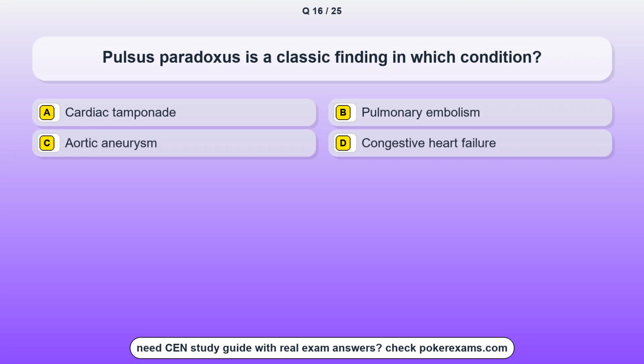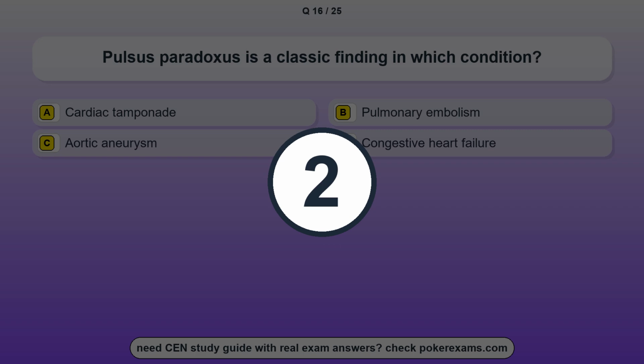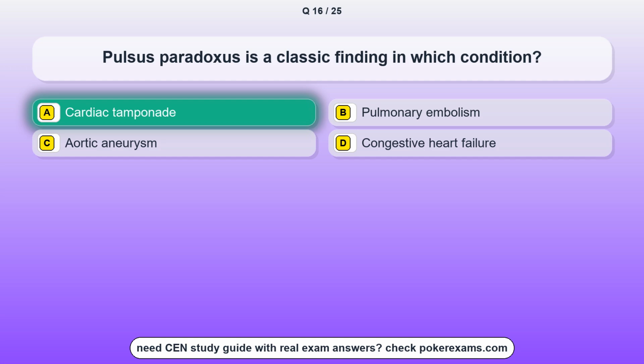Question 16. Pulsus paradoxus is a classic finding in which condition? Option A: cardiac tamponade. Option B: pulmonary embolism. Option C: aortic aneurysm. Option D: congestive heart failure. The correct answer is option A: cardiac tamponade.